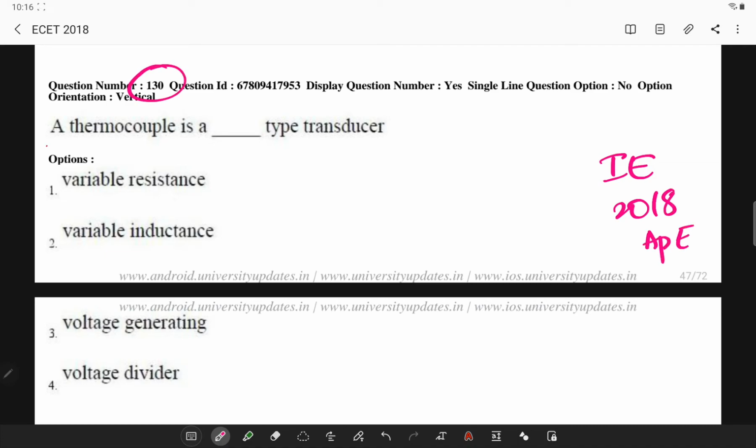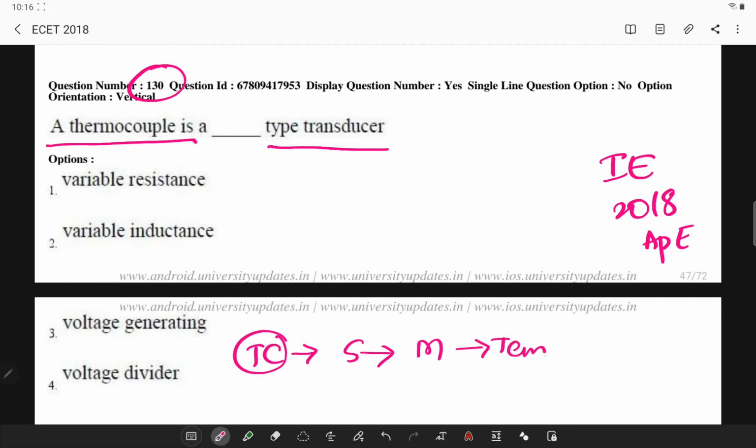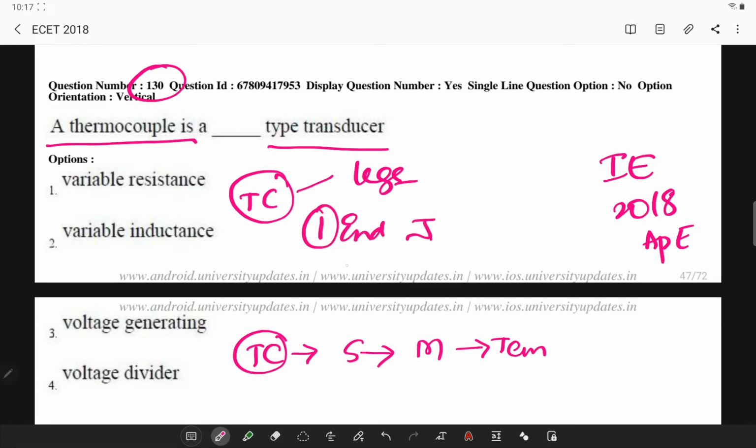A thermocouple is what type of transducer? What is a thermocouple? It is a sensor which is used to measure temperature. A thermocouple consists of legs of different materials, and these wire legs are welded together at one end, creating a junction. This junction is where the temperature is measured. When the junction experiences a change in temperature, a voltage is created.